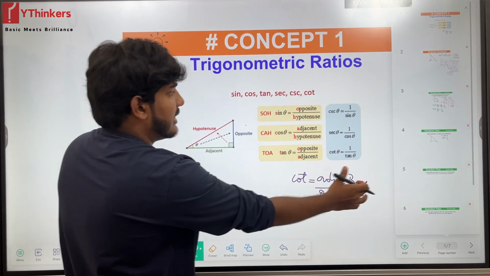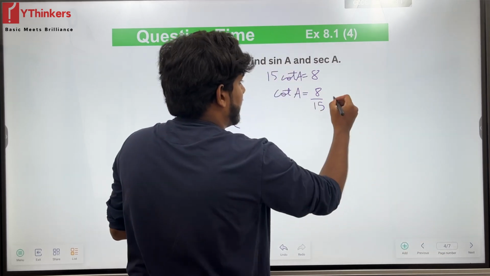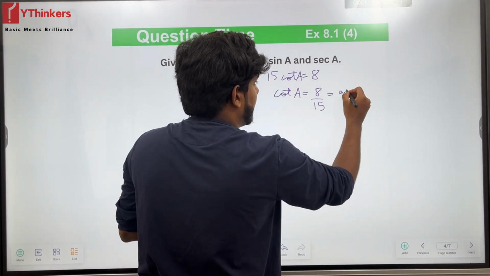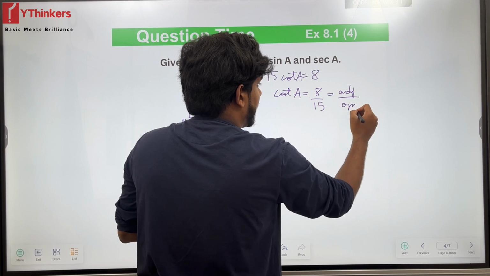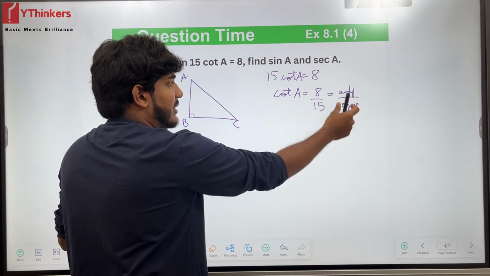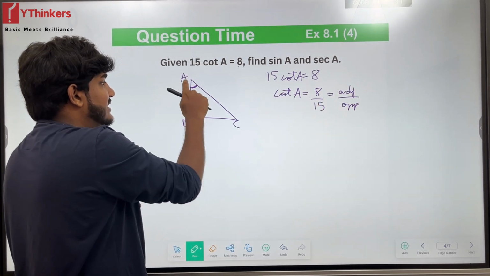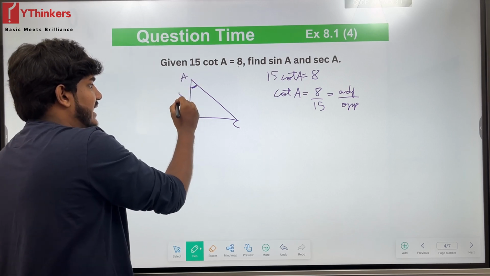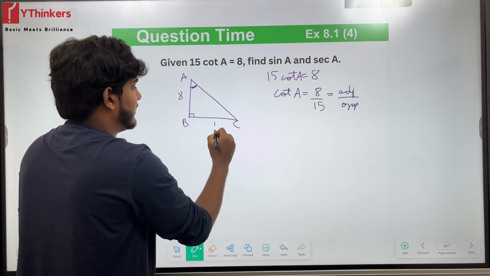Okay, we know cot. So now we'll go back to this sum. Can I write this as adjacent by opposite? Correct. If I write cot A is equal to 8 by 15, cot A is adjacent by opposite, so adjacent becomes 8. What is adjacent to angle A? Adjacent is AB, so AB becomes 8, and opposite to angle A will be BC, which is 15.